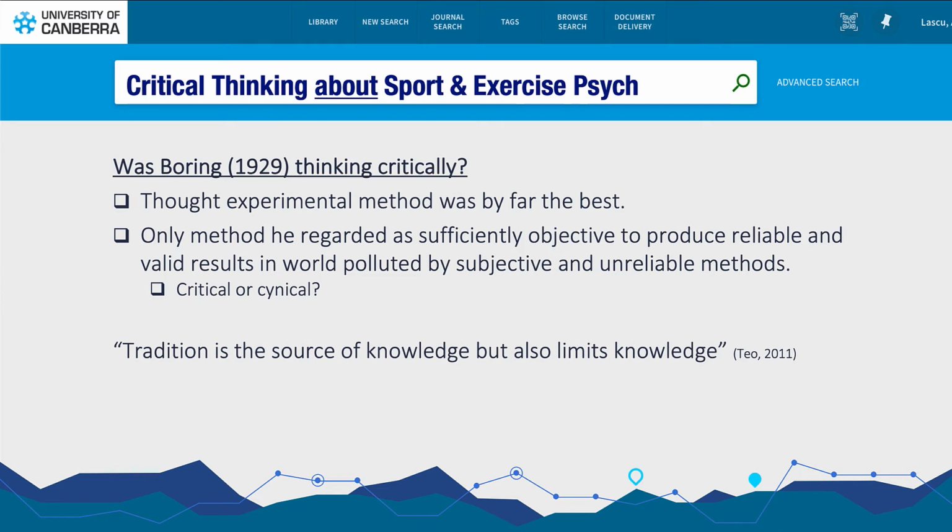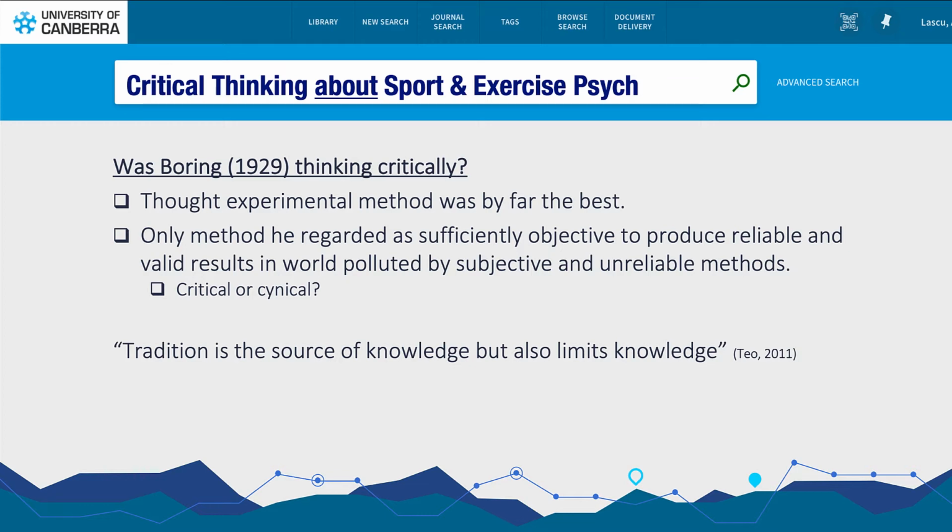But was Boring themselves thinking critically? They thought that experimental method was by far the best. It was the only method they regarded as sufficiently objective to produce reliable and valid results in a world polluted by subjective and unreliable methods. Now, I don't know about you, but that sounds a little more cynical than critical to me.